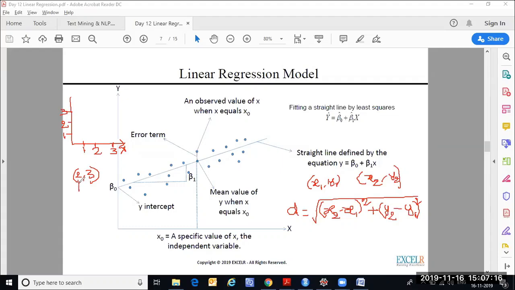So 2 is of which coordinate? X. I take 2 on X, and on Y, we have 3. So it will be here, and this is the data point that's represented as 2, 3. Clear? And similarly, if I take another data point as 3, 1, that will be like this.